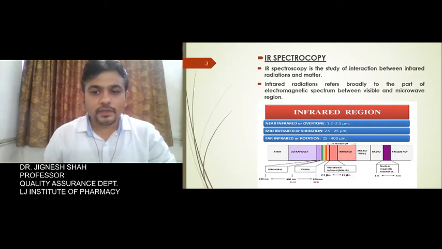This infrared radiation is divided into three different parts or three different regions. The first region is the near infrared region. The second one is the middle infrared region, and the last one is the far infrared region, depending upon the wave number which they are assigned with. So as per the wave number, they are divided into three different segments: near infrared, mid infrared, and far infrared radiations.